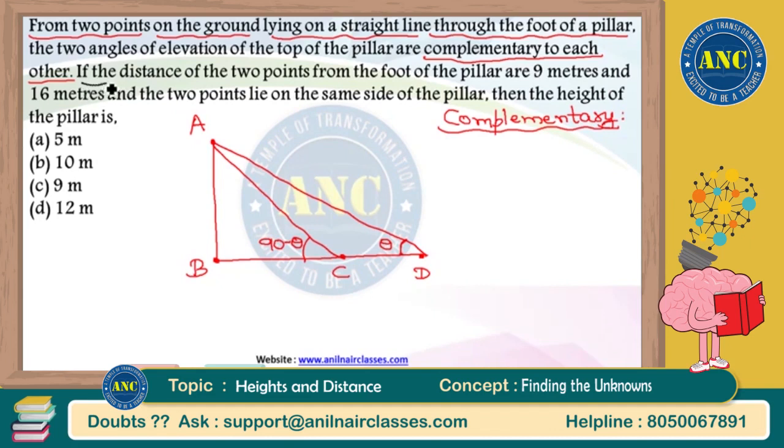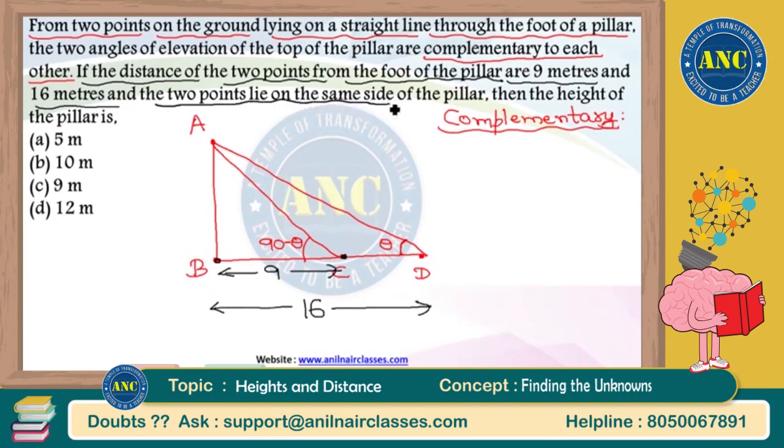Read the next statement. If the distances of the 2 points from the foot of the pillar are 9 meters and 16 meters, that means from the foot of the pillar, this foot is B. From B to C it is 9 meters, and from B to D it is 16 meters. And the 2 points lie on the same side of the pillar. That means the first point is here, and the other point is not lying on the other side. It is also lying on the same side of the pillar. That means the diagram is perfectly fine. Then the height of the pillar AB is how much? Find the height of the pillar AB.